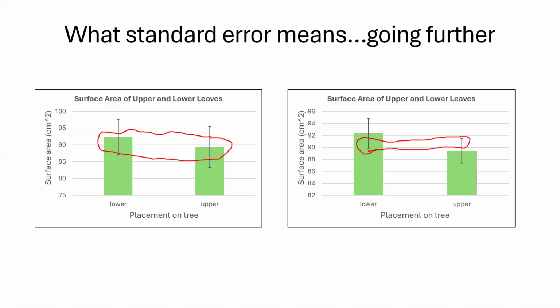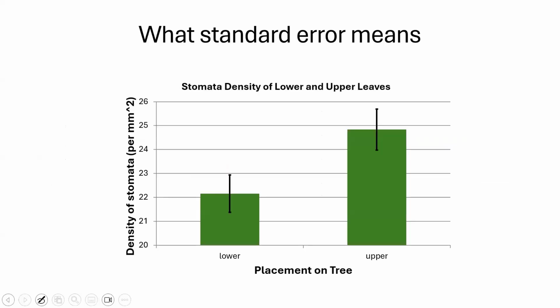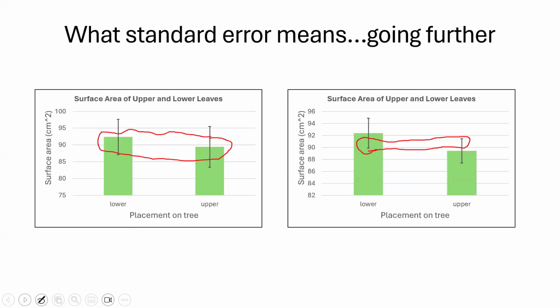What that indicates is that this difference may not be significant. It's not saying it is. It's not saying it's not. It's sort of a little in between, right? If we go back to this data is significant. The difference we are seeing, and I keep saying data, what I mean is the difference between the data is significant. The upper leaves have more stomata per square millimeter than the lower leaves. That is a claim we can make based on this data.